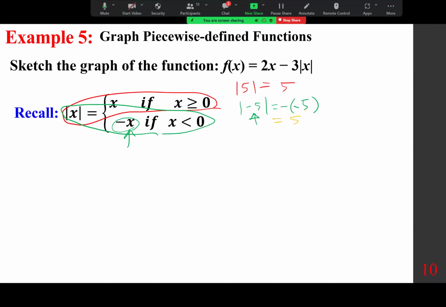With that being the case, let's look at this one. If x is positive, just drop the absolute value, make it 2x minus 3x.